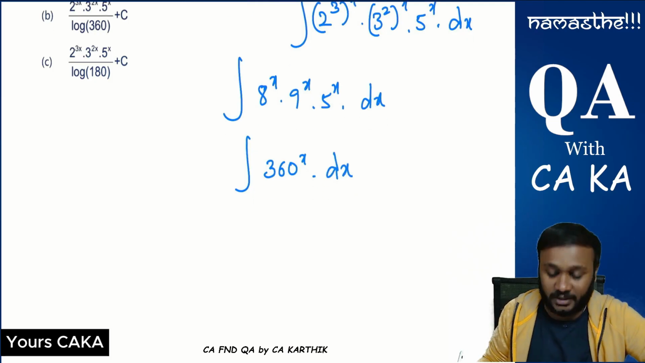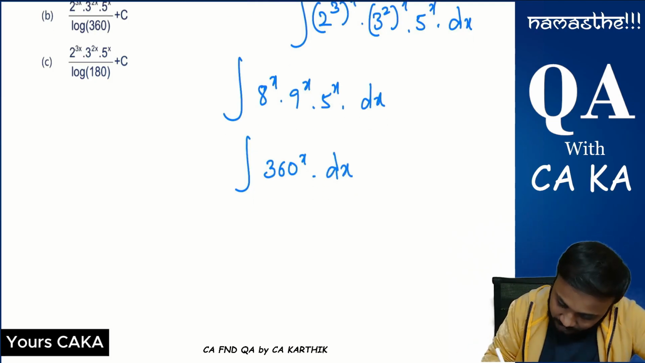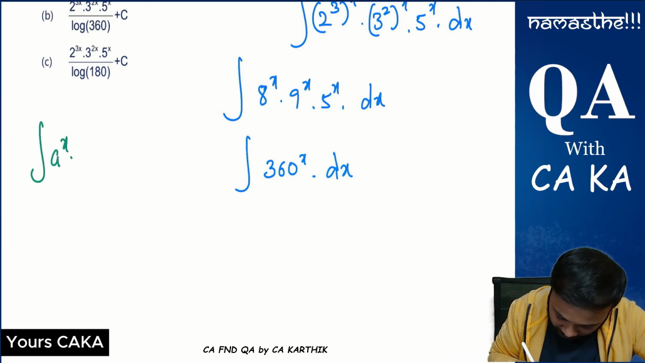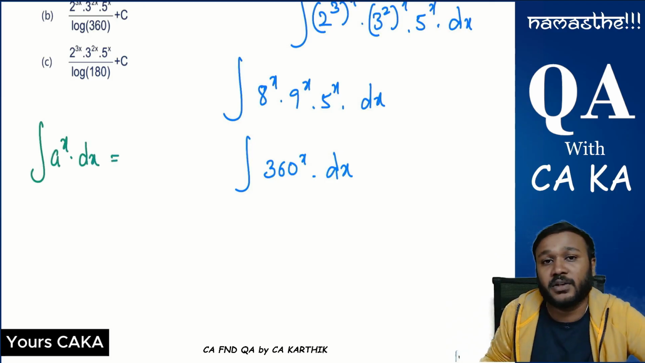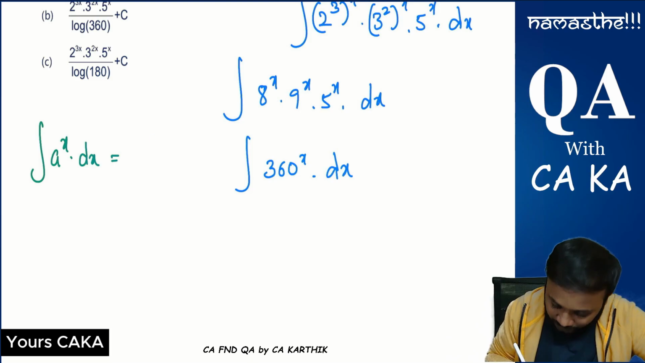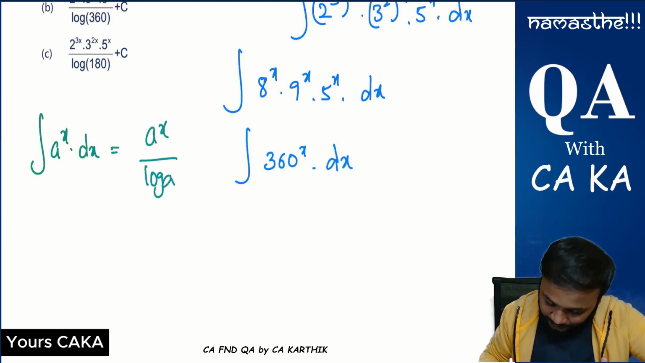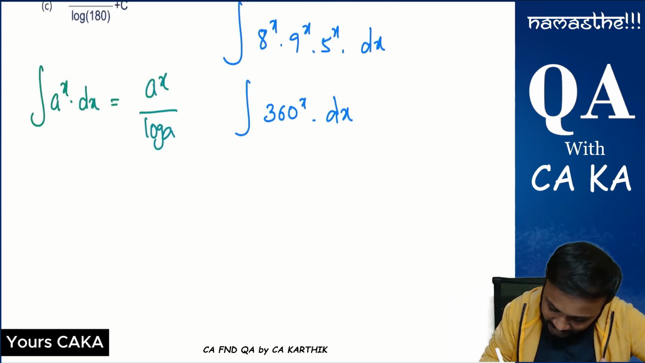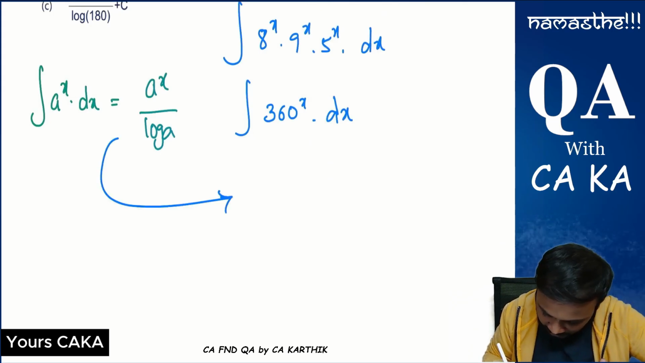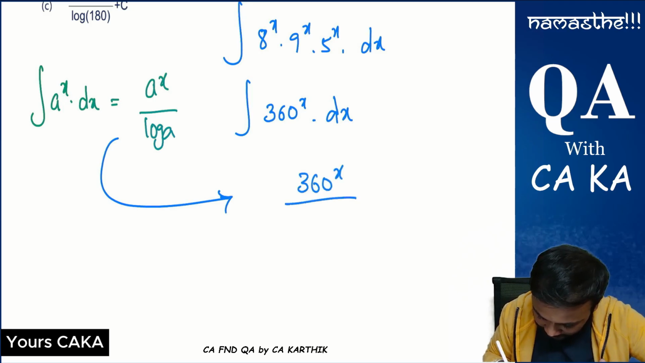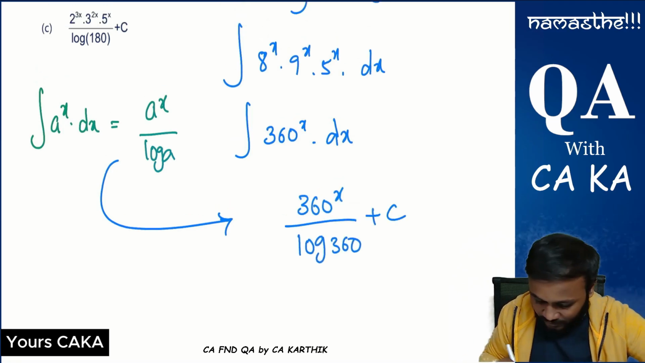If you look at this integration, it looks like a formula, right? It is similar to integration of a power x into dx. What is the formula of integration of a power x into dx? It is a power x by log a. This is your formula, if you remember. When you apply the same formula here, this will be 360 power x by log 360. Done. Plus c is the constant term.